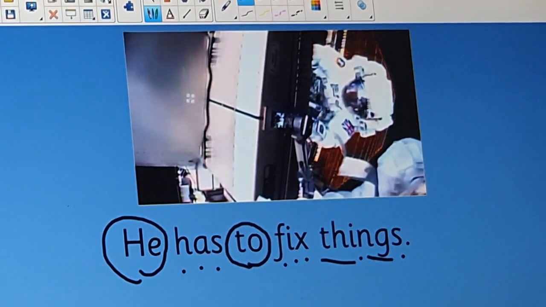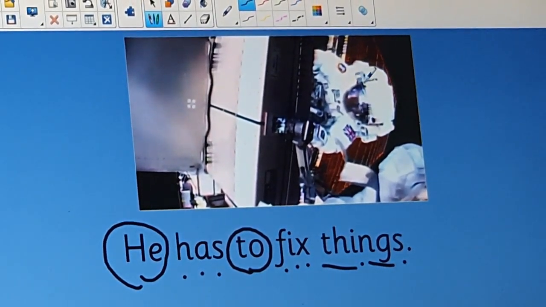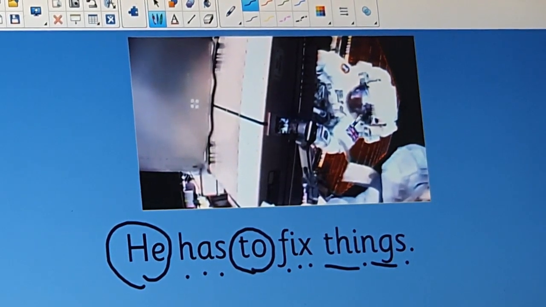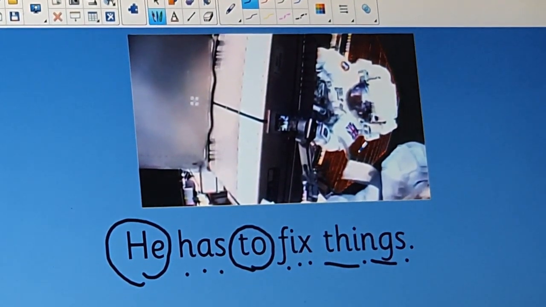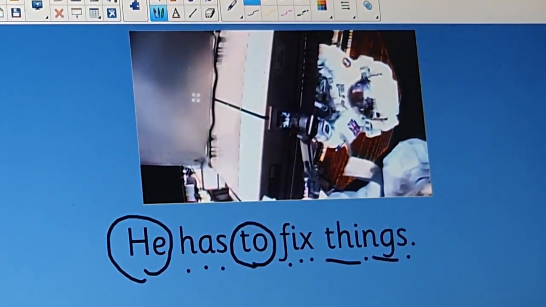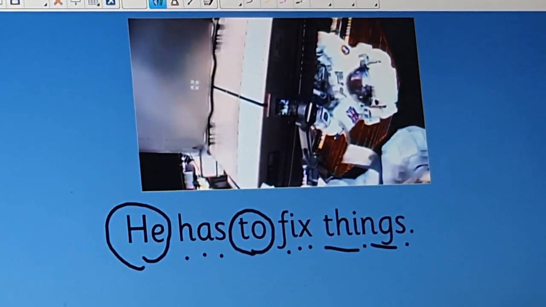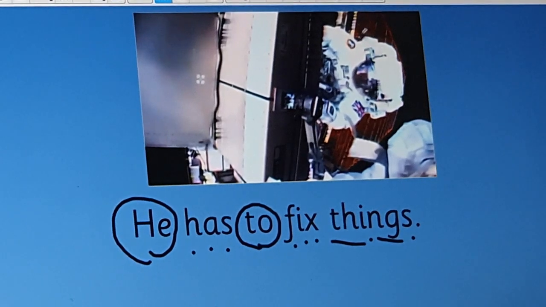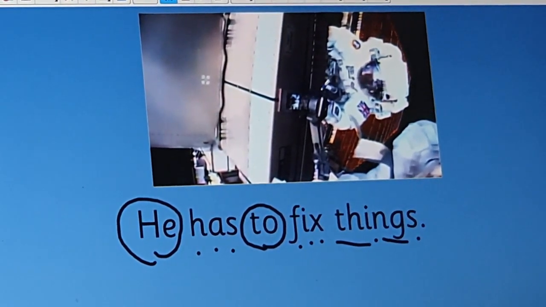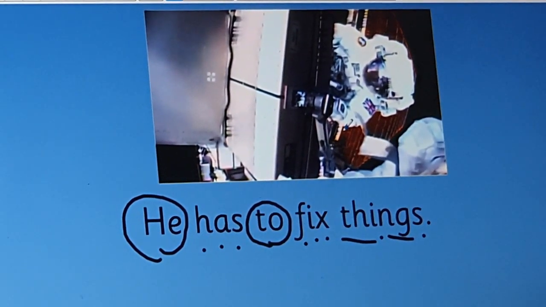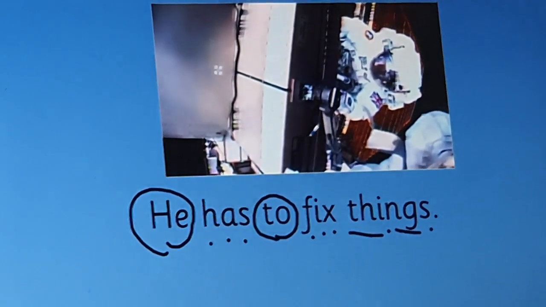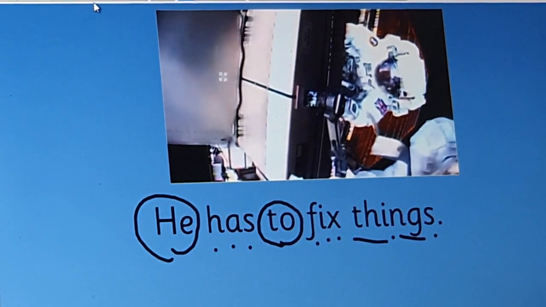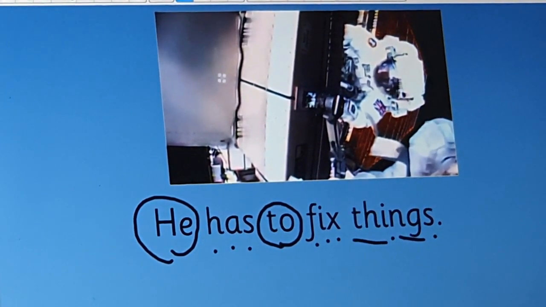And there's a picture of him. You can tell because he's got a British flag on his suit. So there's Tim Peake. He's outside the International Space Station. So he's actually in space in his special suit, his space suit, and he's fixing things. So they had to go up to the International Space Station to fix things and do lots of experiments and things like that.